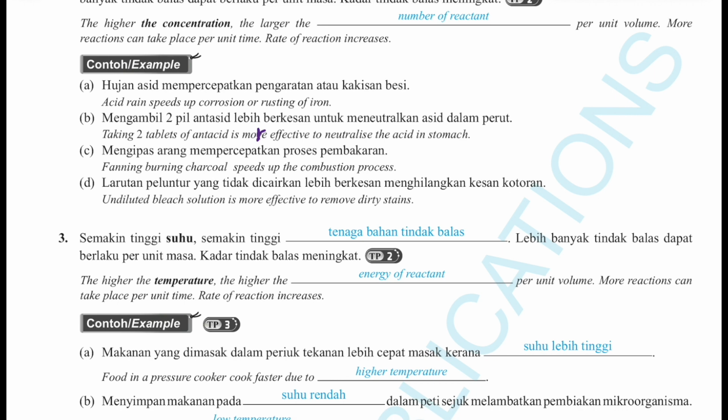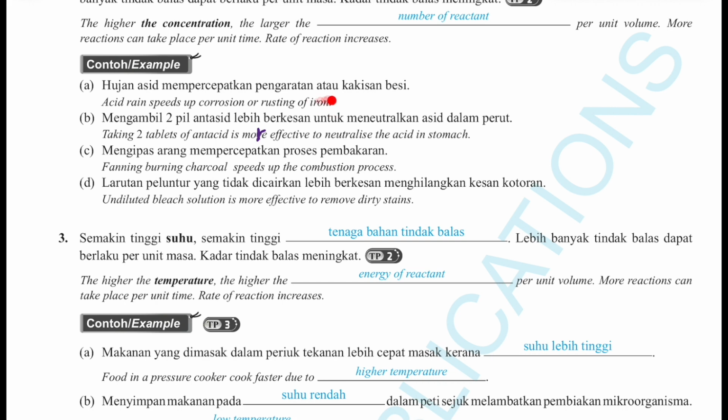So kamu bayangkan sulfur dioxide, kalau kita punya persekitaran ni terlalu banyak pencemaran udara ya, seperti sulfur dioxide. So that sulfur dioxide will dissolve in the rain. When the rain going down, the sulfur dioxide will be dissolved in the rain and become acid rain. So that acid rain speeds up corrosion or rusting of iron.